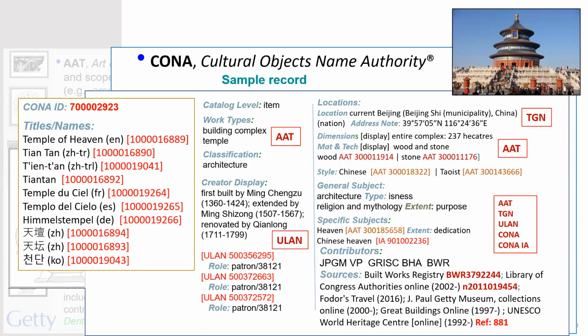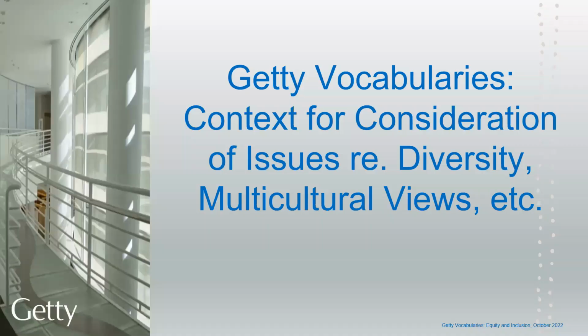At the bottom, we see the contributors for the terms and the record, and co-references in the sources, linked to the Built Work Registry, a link to Library of Congress, a link to UNESCO World Heritage. Those are co-references for this work and other resources.